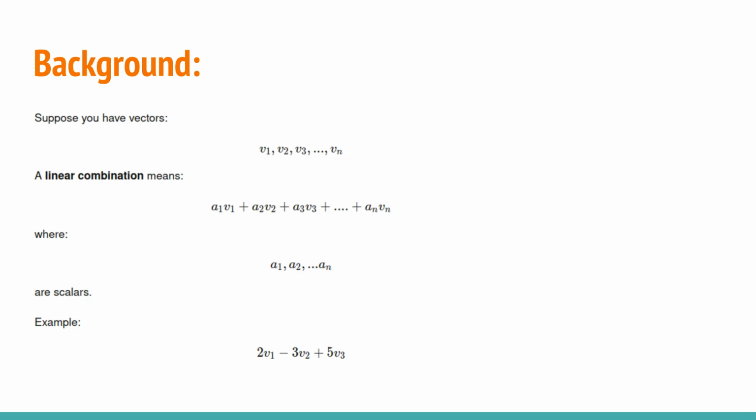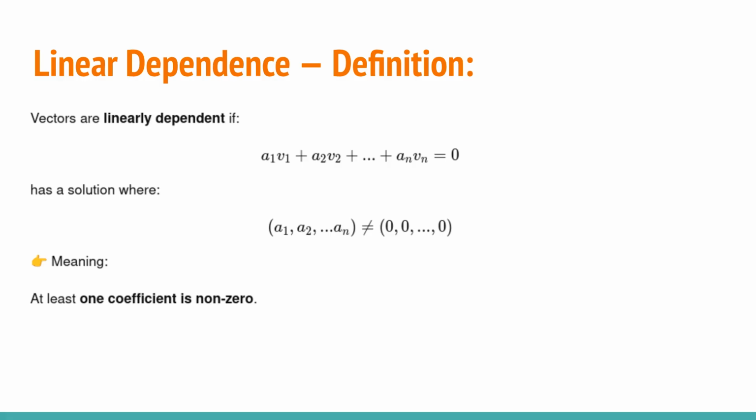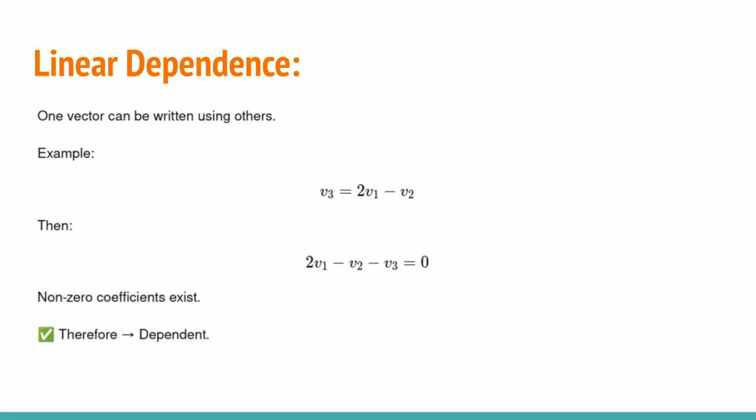A linear combination of vectors v1 through vn means we can express it as a sum of these vectors, each multiplied by a scalar, such as a1 through an. Vectors are linearly dependent if the equation a1v1 + ... + anvn = 0 has a solution where at least one coefficient is non-zero. Linear dependence means one vector can be written as a combination of the others.